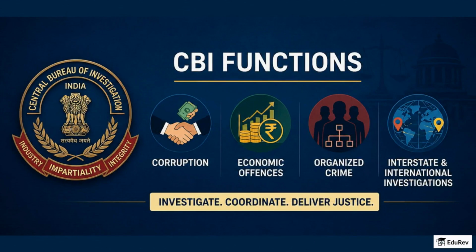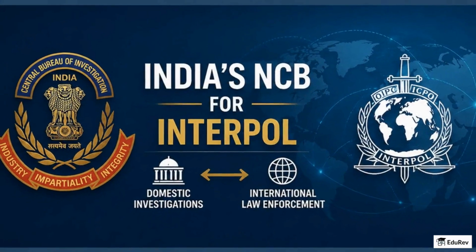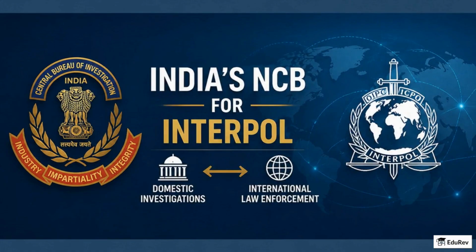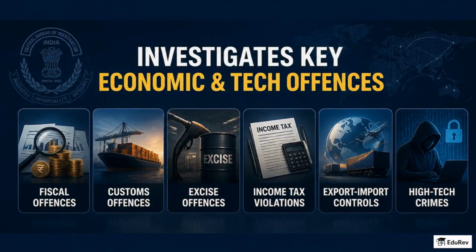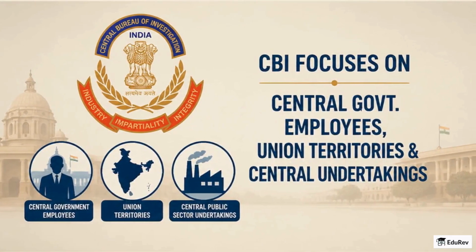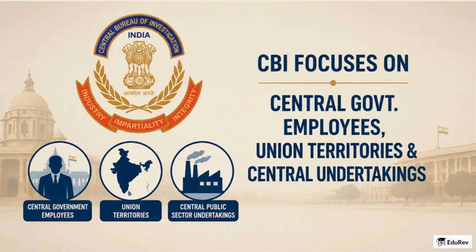Moving to functions, the CBI handles corruption, economic offenses, serious organized crime, and coordinates interstate and international investigations. It also acts as India's National Central Bureau for Interpol, bridging domestic investigations with international law enforcement. The agency investigates fiscal offenses, customs, excise, income tax violations, export-import controls, and high-technology crimes when required. But the CBI generally focuses on central government employees, union territories, and central public sector undertakings.